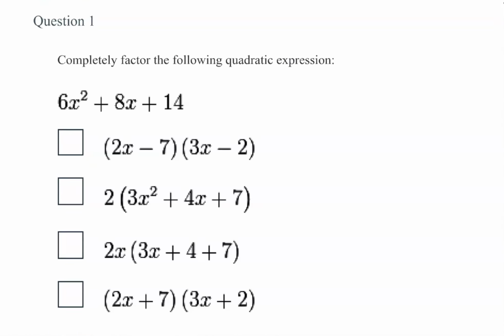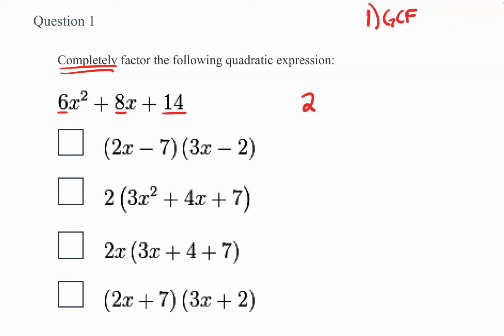In question number 1, we're being asked to factor the quadratic expression completely. There's a clue that we're trying to factor completely. And the first thing that I always check for is a GCF. In this case, there is a GCF. There's a 6, an 8, and a 14 that are our coefficients, A, B, and C. And so to me, it looks like all three of those can be divided by 2.